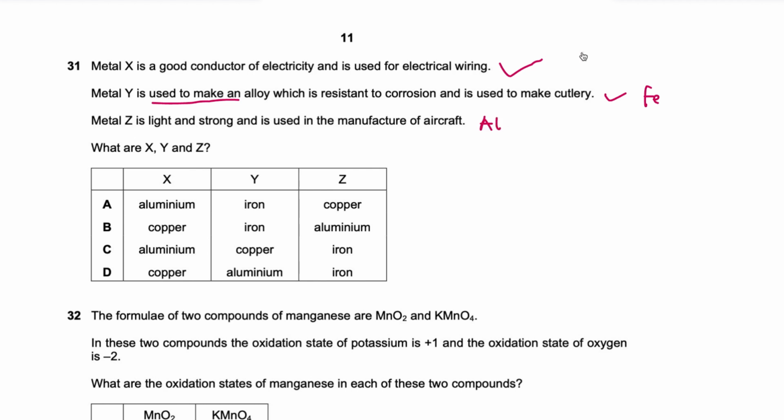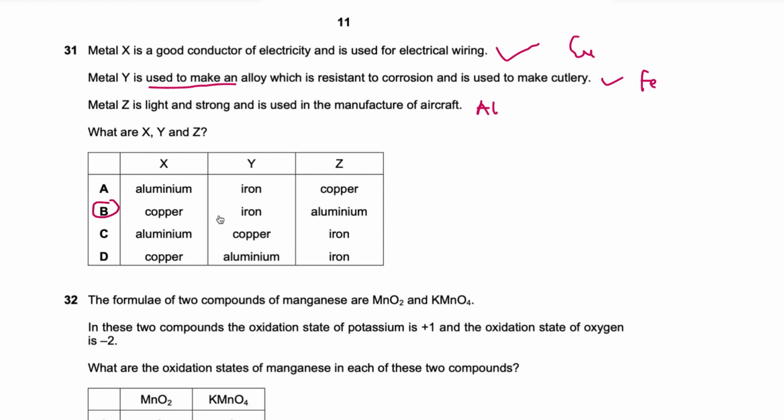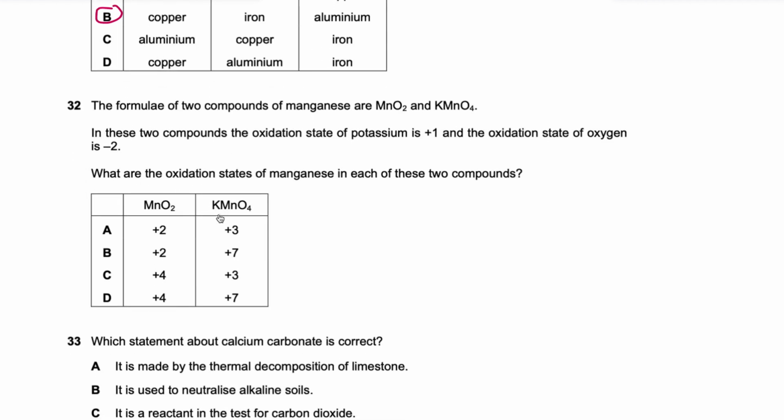For electrical wiring, the material used is copper. So the options are copper, aluminum, iron, and aluminum. I think B is the answer. Am I right? I think B is the answer. We go to question 32.